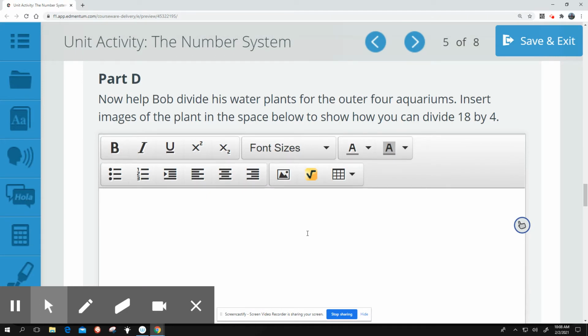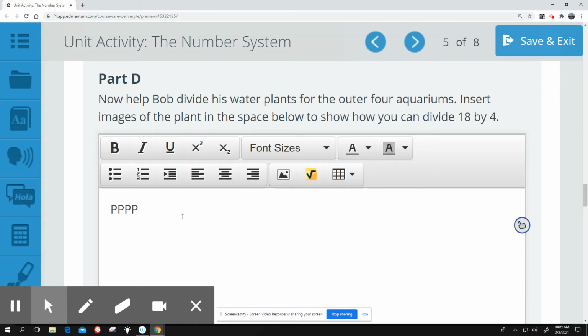Now help Bob divide his water plants for the outer 4 aquariums. Insert the images of the, we're not going to do that. We're going to insert the P's to show how we can divide 18 by 4. So we have shift P. I like the capital.